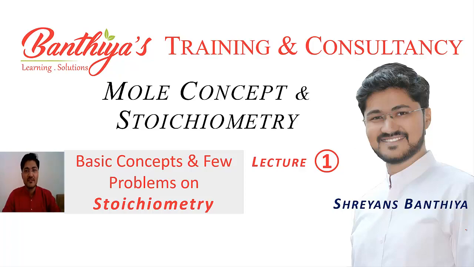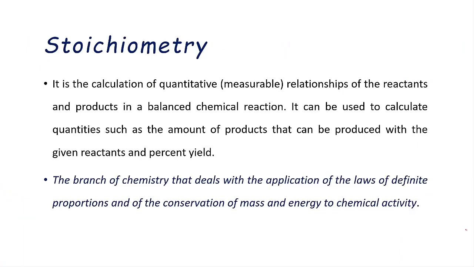Let's start with stoichiometry, the branch of chemistry that deals with the application of the laws of definite proportion and the conservation of mass and energy to chemical activity. To understand it in more basic words, it is the calculation of quantitative, that is, measurable, relationships of the reactants and the products in a balanced reaction. It can be used to calculate quantities such as the amount of product that can be produced with the given reactant, and percentage yields. Basically, the measurement and relationship between the reactants and the products.